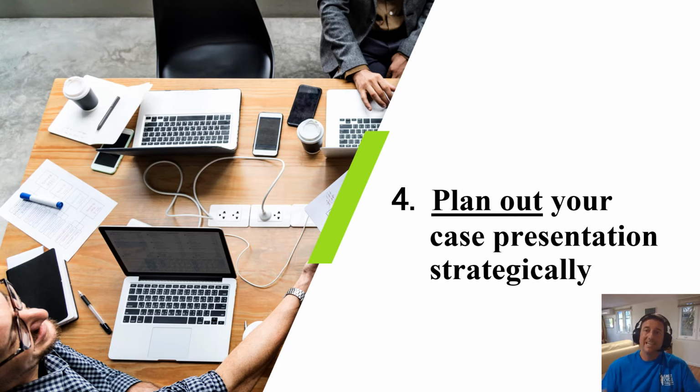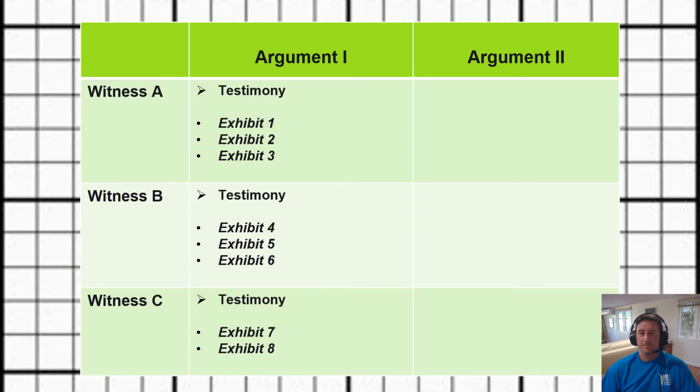So you're planning out this strategy. What is the testimony I want from witnesses? What exhibits are going to come from witnesses? And how does it add up? It can look like a chart like this. So this is a really crude chart.